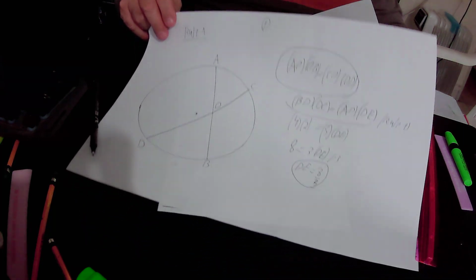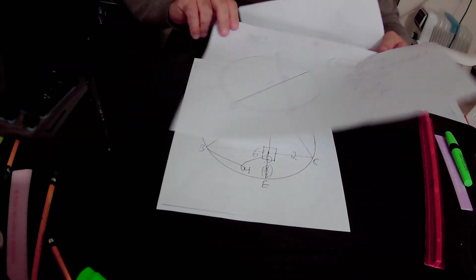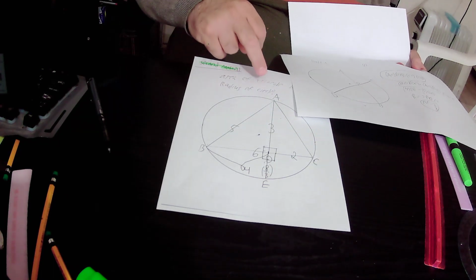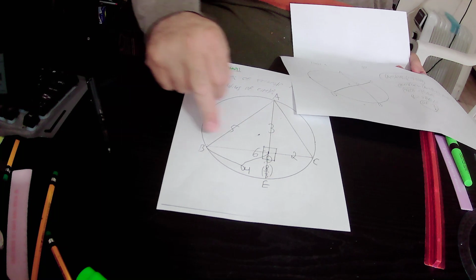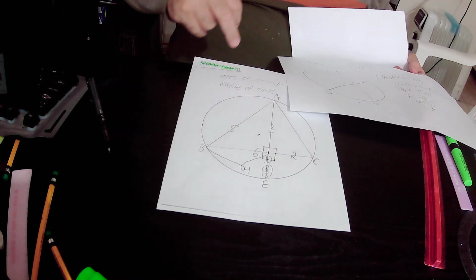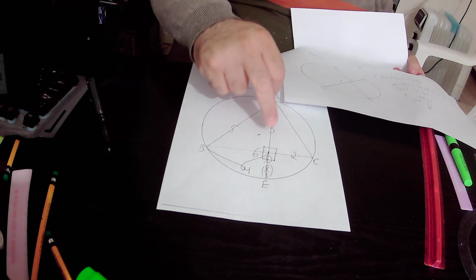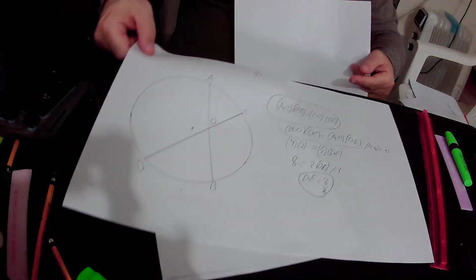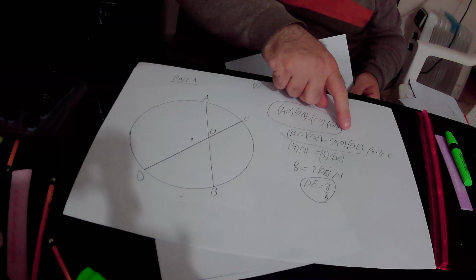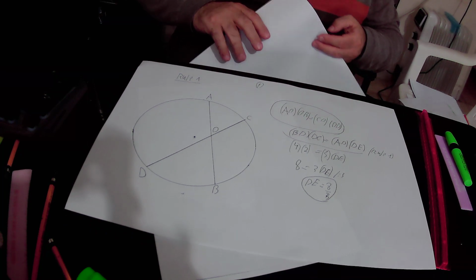So we actually can implement rule number 1 in our drawing, because in our drawing we have chord AE that intersects with chord BC at point D. Therefore, according to rule number 1, we get that BD times DC equals AD times DE.